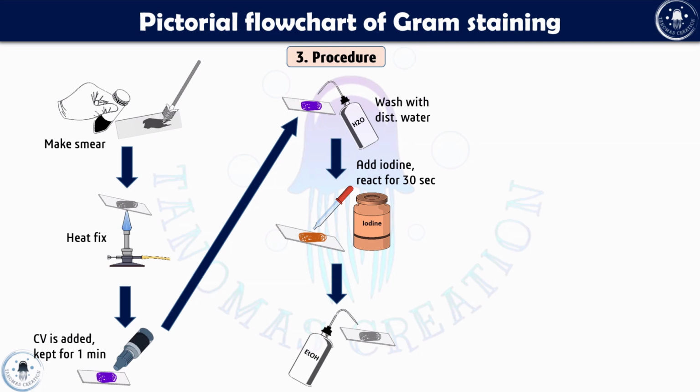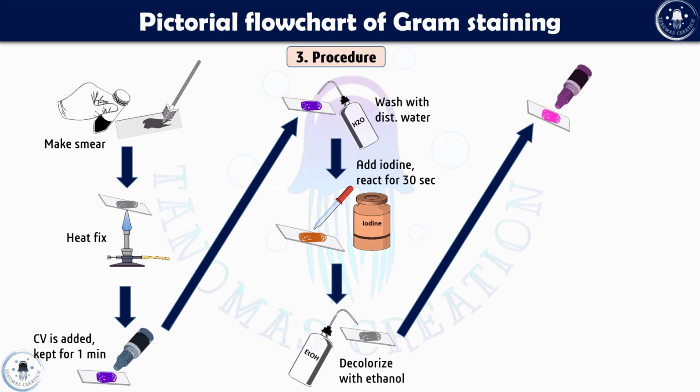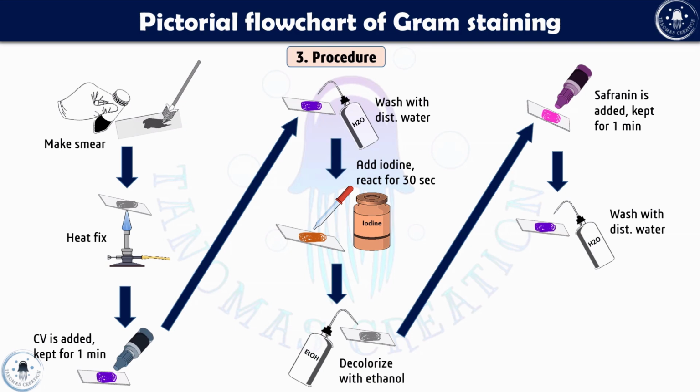If the slide has gram positive bacteria, they will retain the crystal violet color, and those that are not gram positive will lose their CV when decolorized with the ethanol. Then you add safranin, which is a counterstain, and you keep it for 1 minute, and then you wash it with distilled water again. After washing you air dry it and observe under the microscope. Again you can see in 40x or 100x.